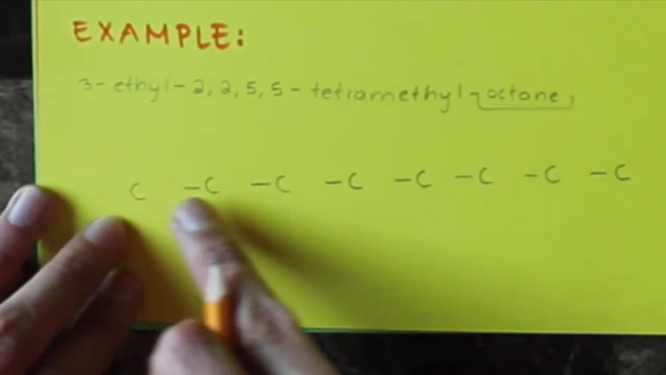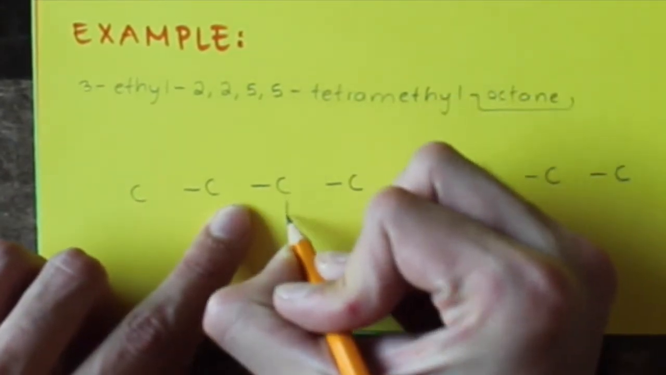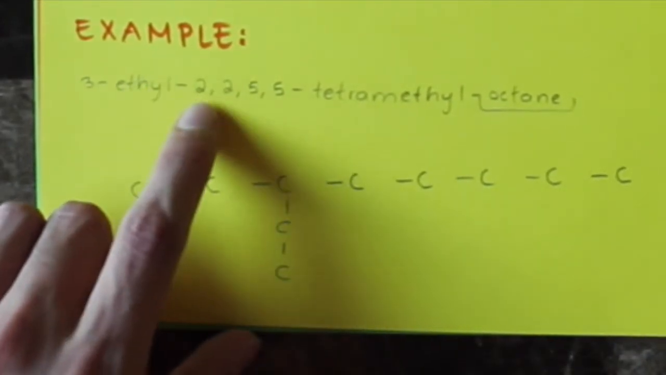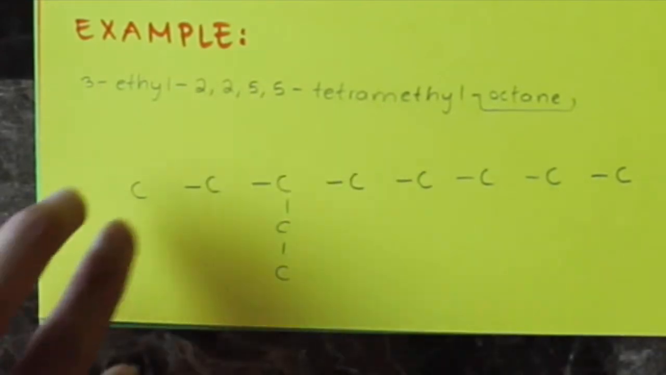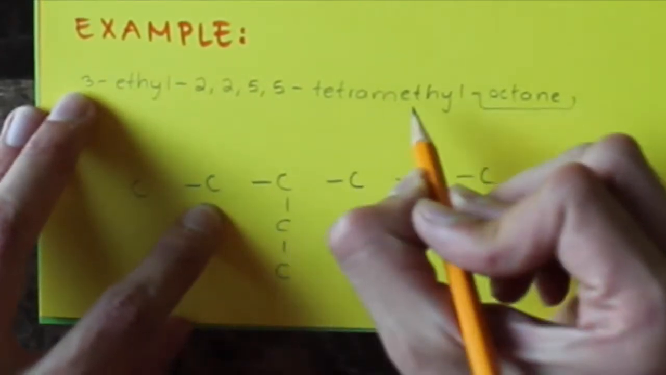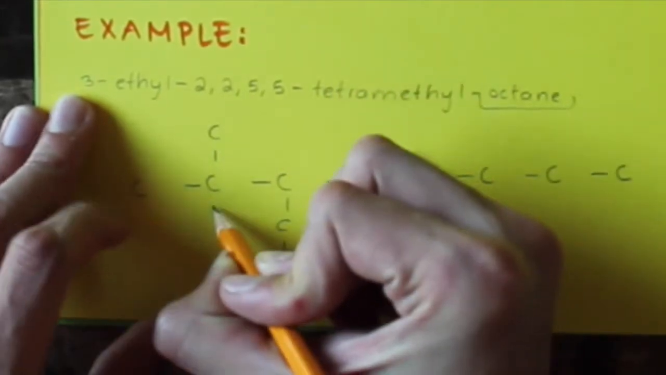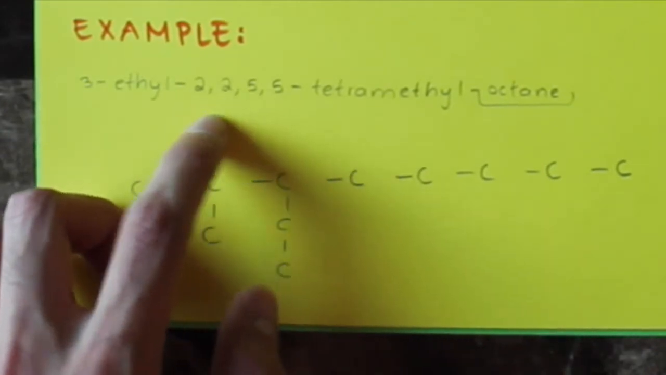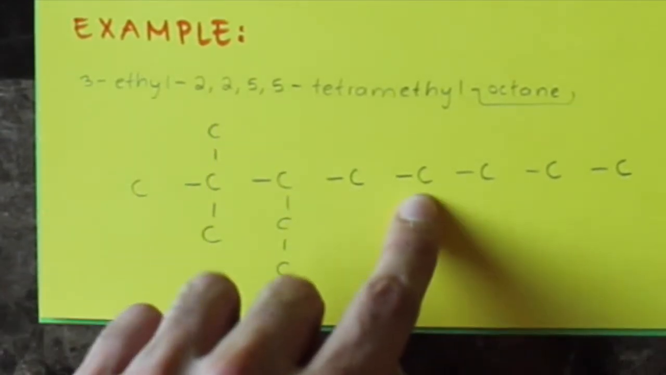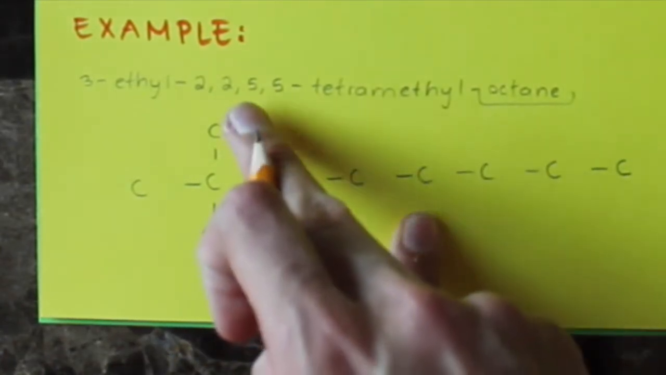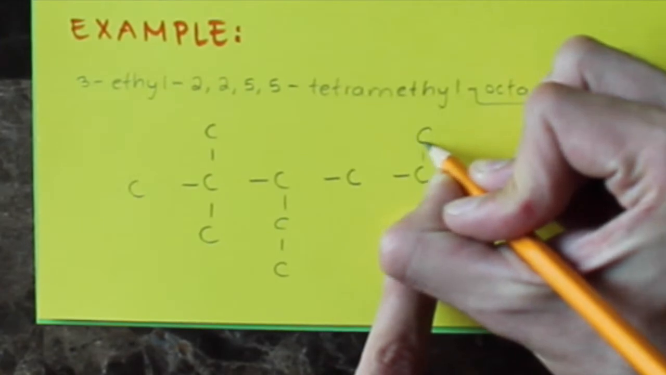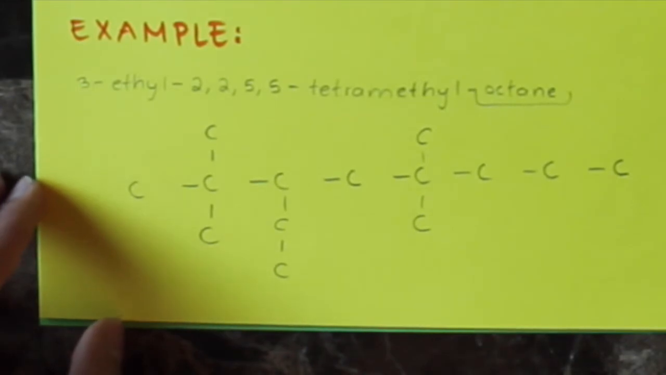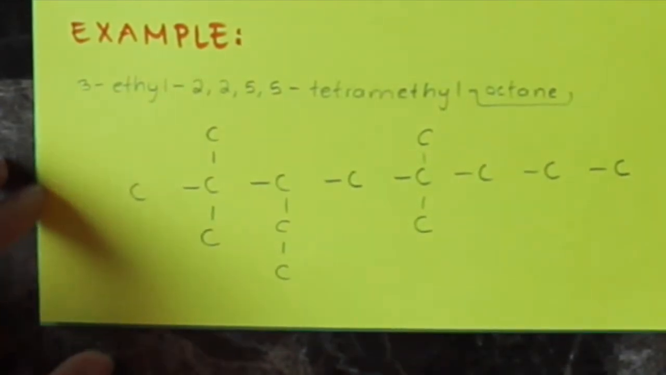For example, here we have 3 ethyl. So in the third carbon, 1, 2, 3, we put 2 carbons because ethyl is from 2 carbons. Then we have 2,2,5,5. So in the second carbon, it says that we have 2 methyls, 1 here and 1 here. We know this because there are 2 number 2s, and then in the 1, 2, 3, 4, 5, in carbon number 5, we have 2 other methyls, 1 here and 1 here. And then we just have to fill with the hydrogen atoms.